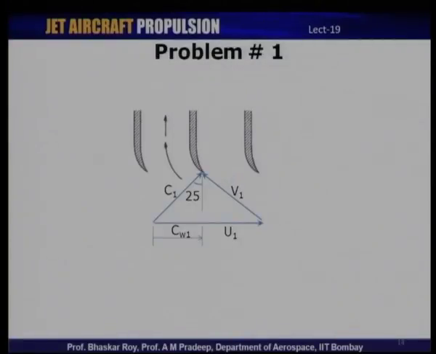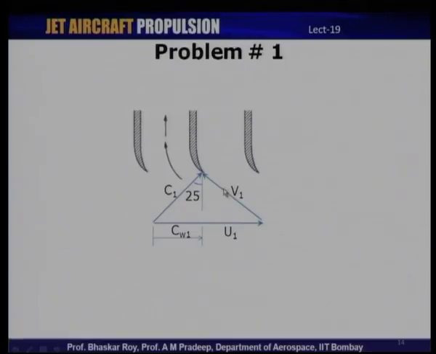So, at the inlet it is given that the flow has a pre-whirl of 25 degrees with reference to the axial direction. This is the axial direction, the flow enters the blade in this direction, and there is a pre-whirl given, and therefore this angle which the absolute velocity makes with the axial direction is 25 degrees. And therefore, we have the velocity triangle as given here.